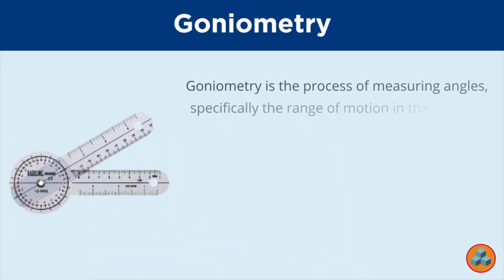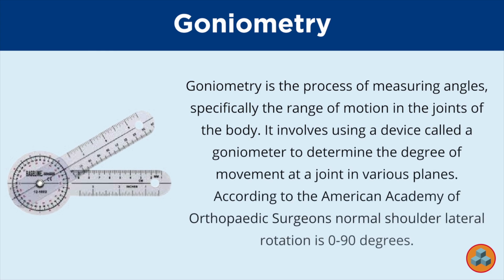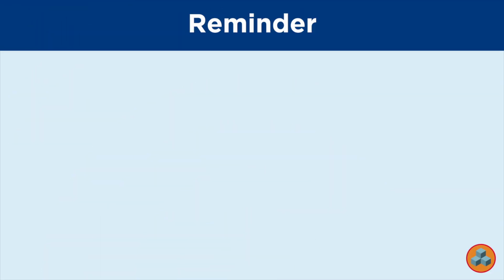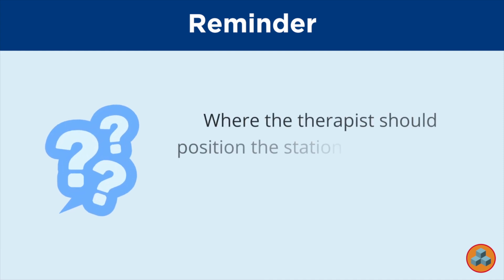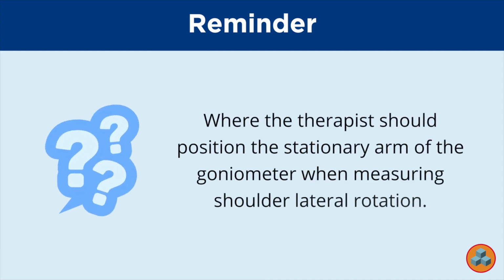Goniometry. Goniometry is a process of measuring angles, specifically the range of motion in the joints of the body. It involves using a device called the goniometer to determine the degree of movement at a joint in various planes. According to the American Academy of Orthopedic Surgeons, normal shoulder lateral rotation is 0 to 90 degrees. Remember, the question is specifically asking where the therapist should position the stationary arm of the goniometer when measuring shoulder lateral rotation. Let's explore each of the options.